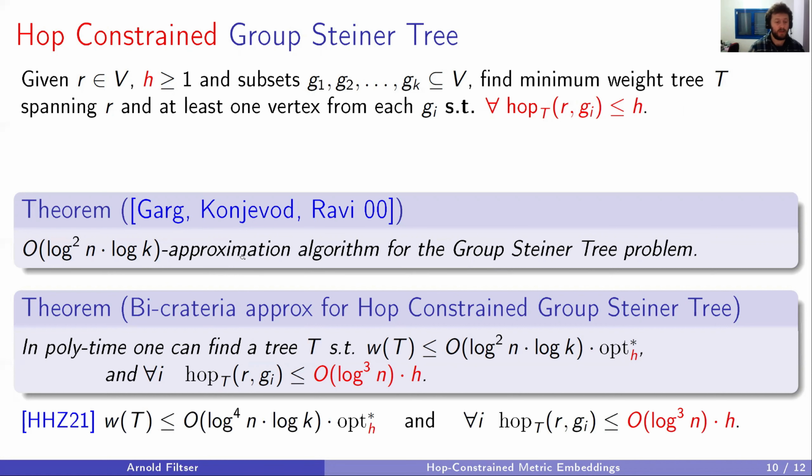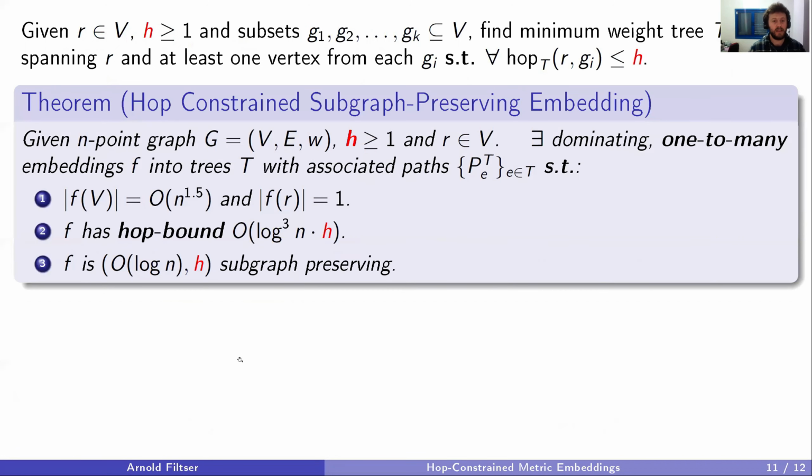Okay, and just to compare with Filtser et al., they obtained a similar result, but the weight of the tree was log to the 4 n times log k. So we get a quadratic improvement here in the dependence on n. Let's see how we get it.